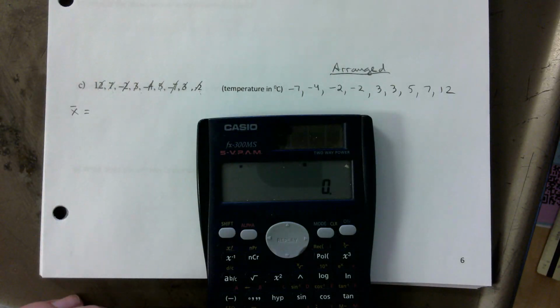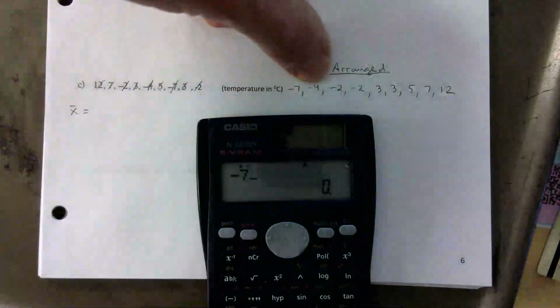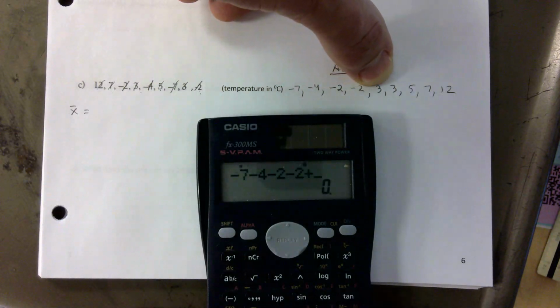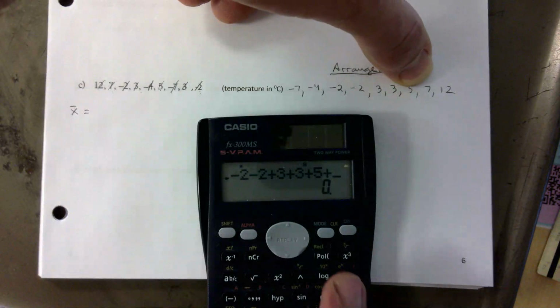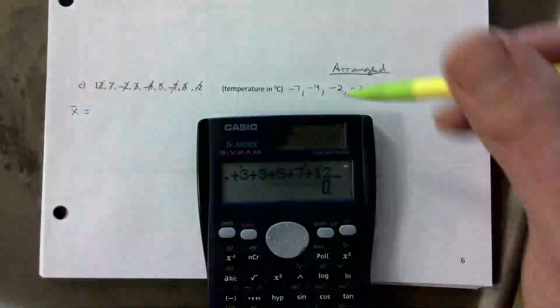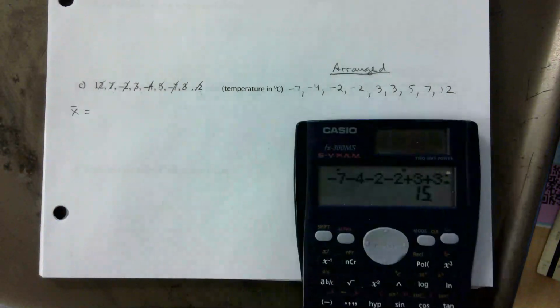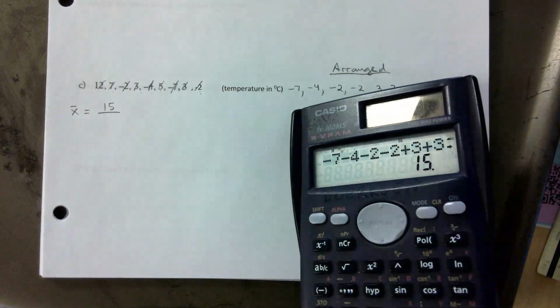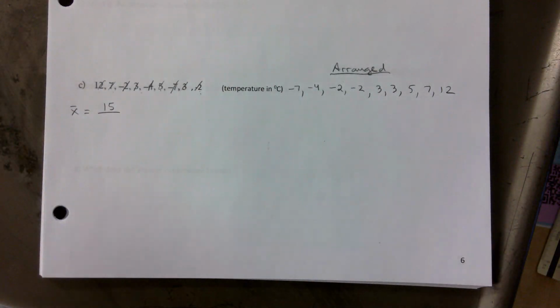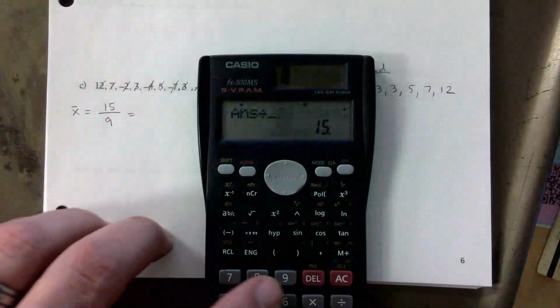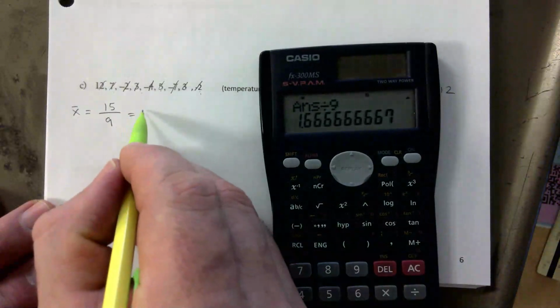But I'm going to use my calculator, which allows me to put in a minus. So -7, and then I just literally go -4, -2, -2, +3, +3, +5, +7, +12. I enter it exactly the way they show up. And I get 15. You should be able to get 15 if you do this right. And then I counted 9 values, so I'm going to go 15 divided by 9. That's 1.67.